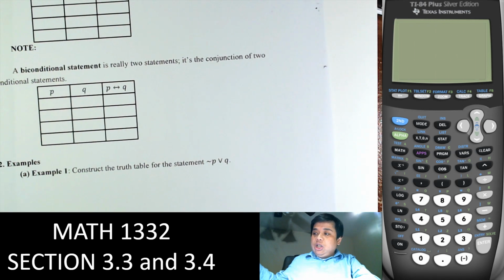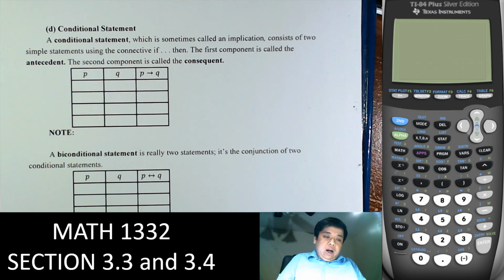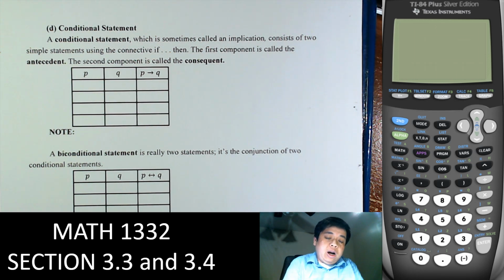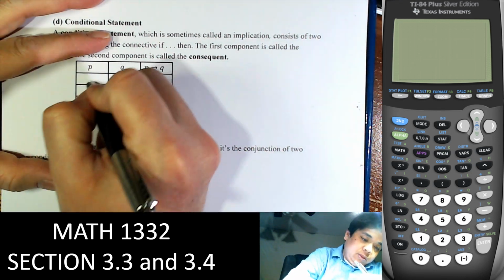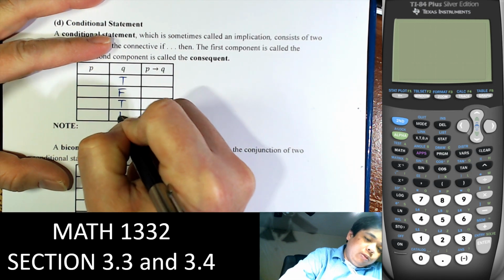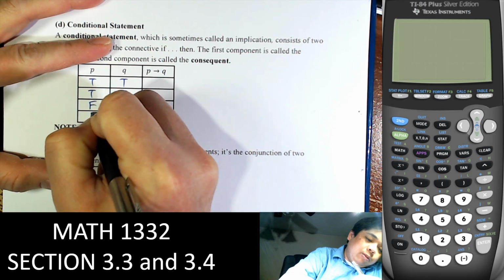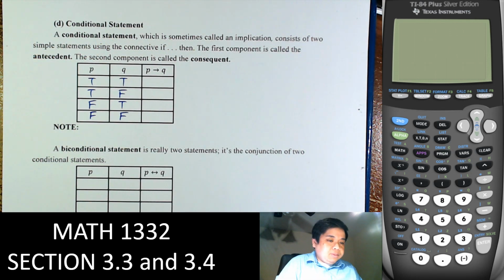The next, the conditional, is a little more difficult. Our conditional statement, sometimes called the implication, consists of two statements. So it's if and then. So once again, we're going to have true, false, true, false, true, true, false, false. Now we do the implication.